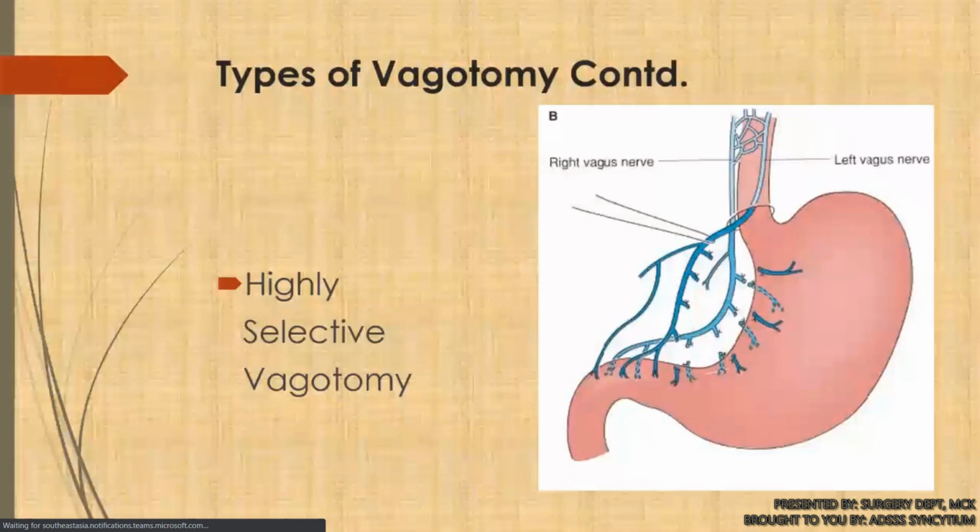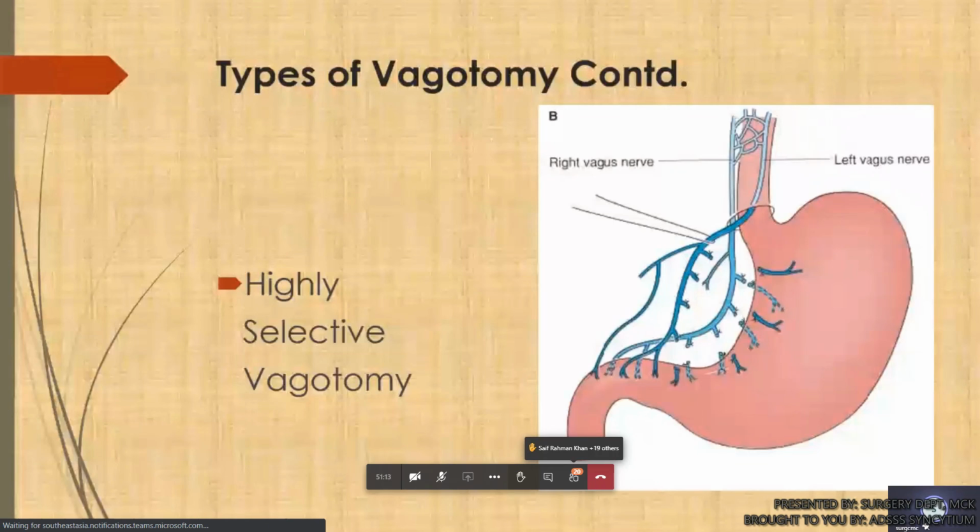Only the gastric branches are cut separately. The branches of the vagus nerve supplying the stomach are divided, both anterior and posterior, keeping 3-4 branches near the pylorus. The idea is that we can avoid a bypass operation.